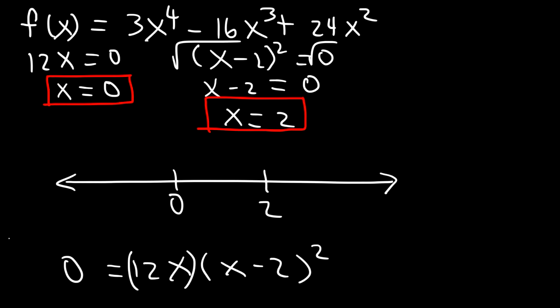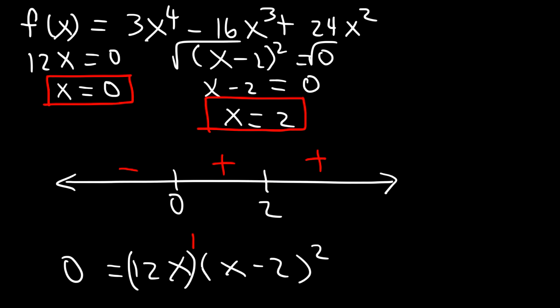Let's pick a number that's greater than 2. Let's try 3. 12 times 3 is positive. 3 minus 2 is positive. Now notice that we have an odd multiplicity for 12x, but an even multiplicity for x minus 2. And when it's even, the sign will remain the same. But when it's odd, it's going to change. So it's going to change across 0, but stay the same across 2. Now let's confirm it.